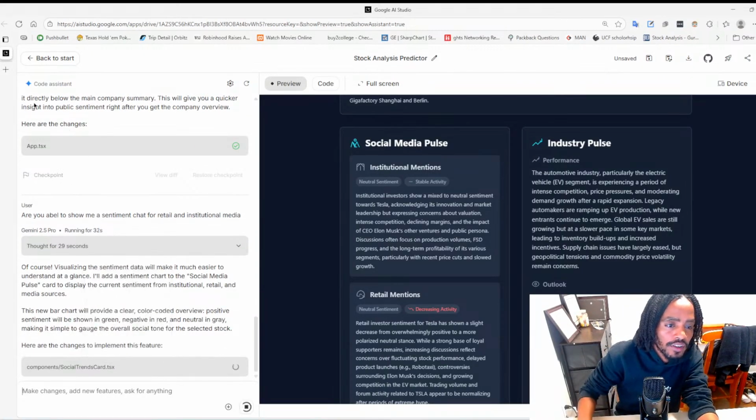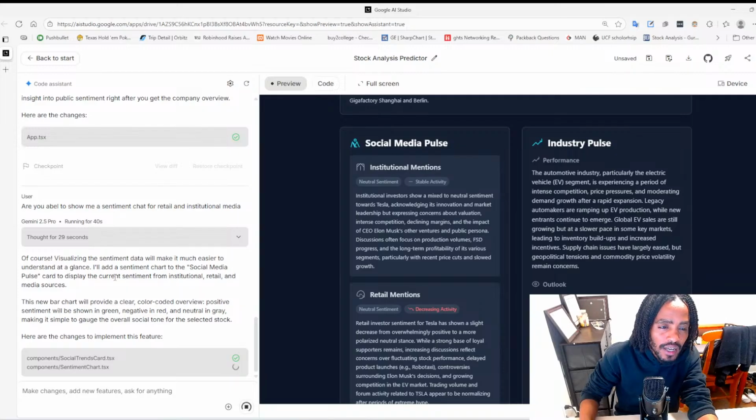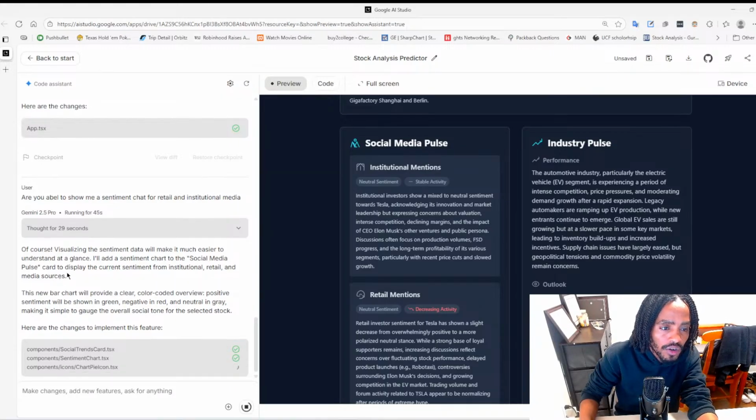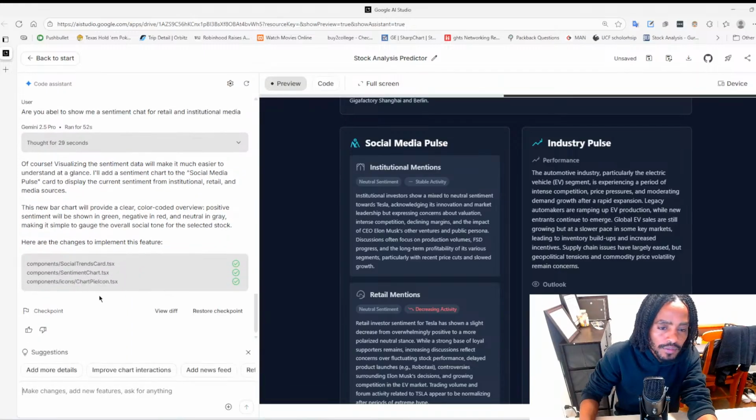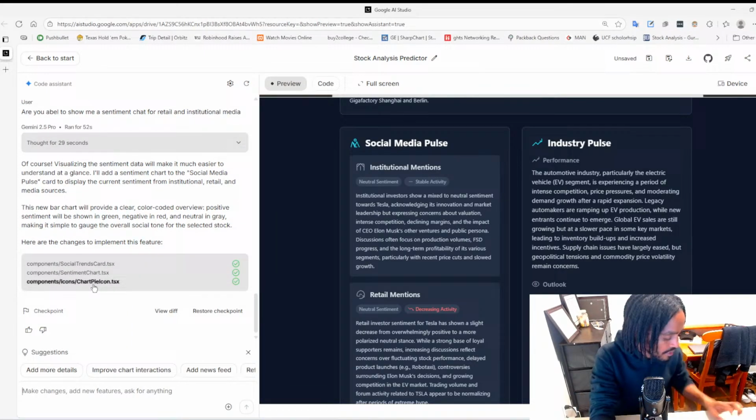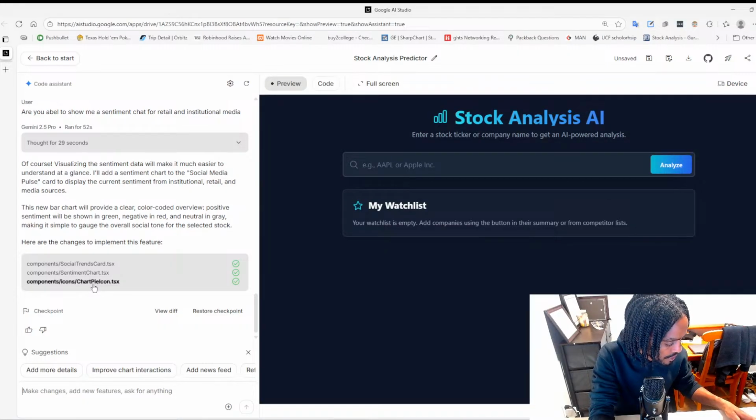Of course, visualizing sentiment data will make it much easier to understand at a glance. I'll add a sentiment chart to the social media post card to display current sentiment information for institution, retail, and media sources. This is perfect. This is what I need. I didn't think it could create it, but obviously I'm still gonna have to check on the accuracy of the sentiment information. Let's go.